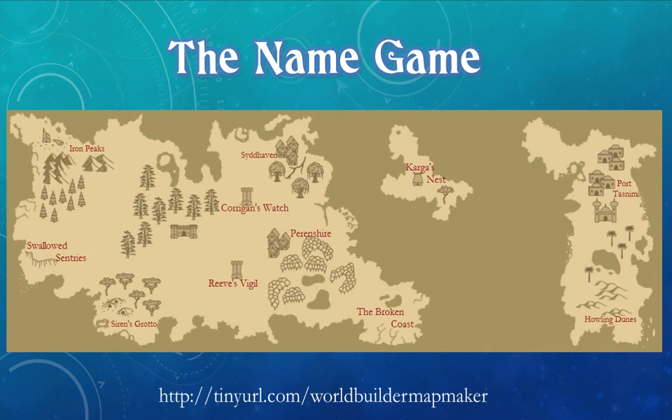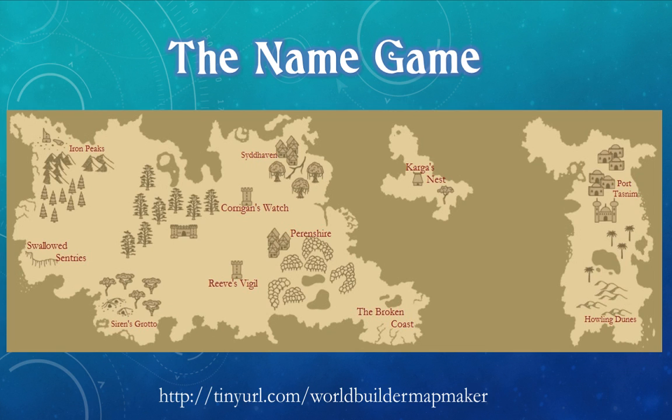So now that we have names, we can actually start placing them. And we want to make sure that we leave some room. So you can see that we have the Iron Peaks, where there are just a few mountains. There's some ruins up there, so something must have happened. There might have been a battle, or it might have been a city that just kind of fell apart.